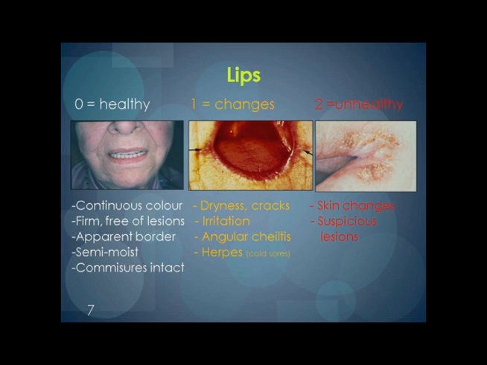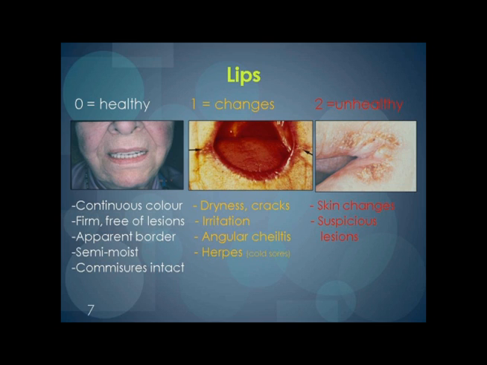Lips. Healthy lips should be continuous in color, firm in texture, free of lesions, semi-moist, with an apparent border between the lips and the skin of the face. The commissures or corners of the mouth should be continuous and intact.